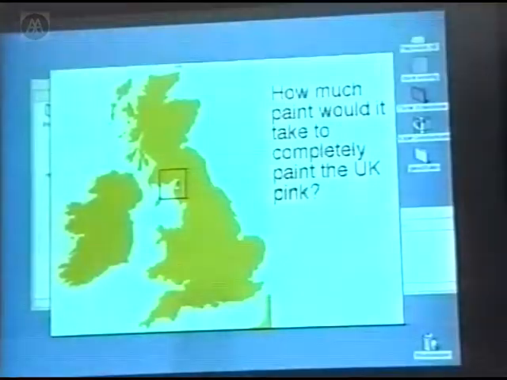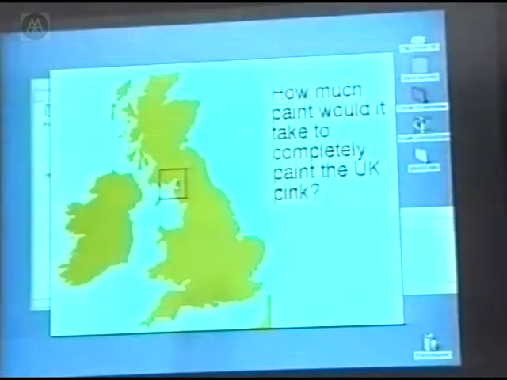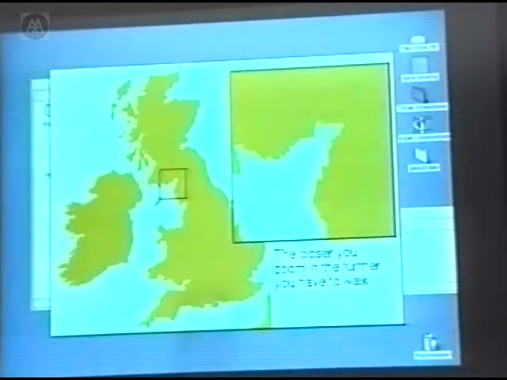The other question is, if I had enough paint, how much paint would it take to paint all of the UK? Okay, so when we zoom into this coast here, you actually see, in fact, it's more wiggly than it appears here. So you'd obviously have to walk further. Now, he discovered an interesting thing.